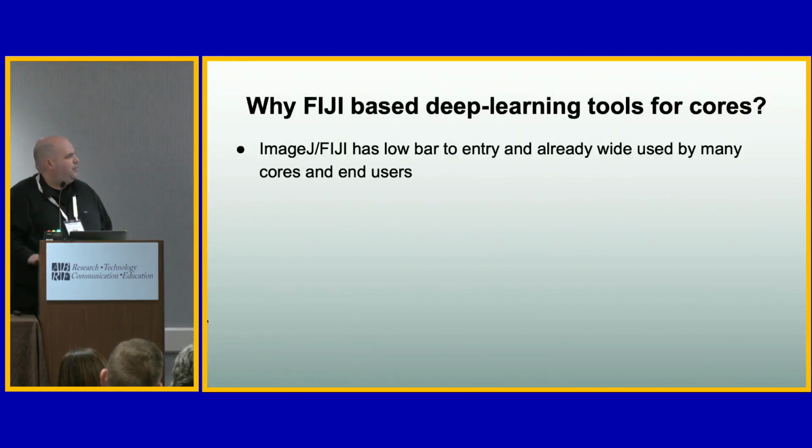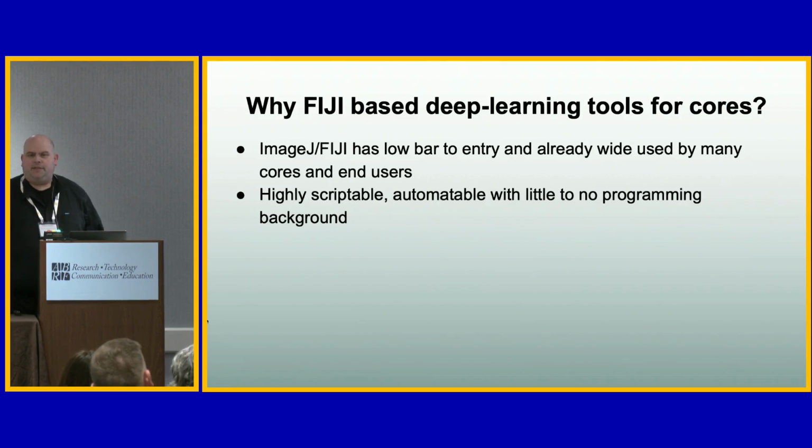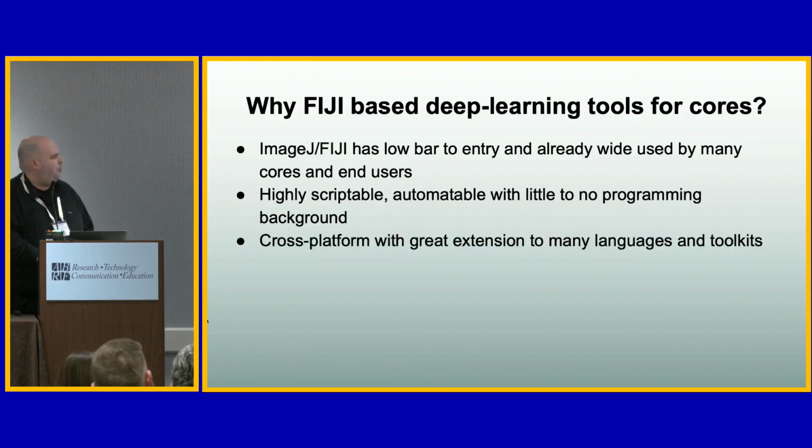There are many reasons. One is ImageJ Fiji has a low bar to entry. It's pretty easy to learn. It's pretty easy to install. It also means that many of your users and you already know ImageJ, so it can be a very easy way of getting into deep learning if you're already using ImageJ for other things like algorithmic things. It's highly scriptable, automatable. You can do a lot of things in scripting and automating ImageJ with no programming ability, which is really important. So you can do automated scripting things even if you've never programmed before.